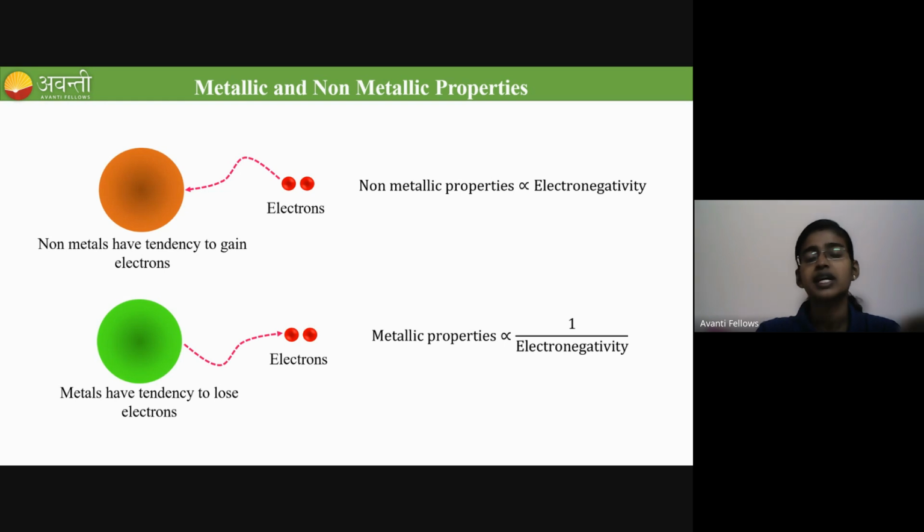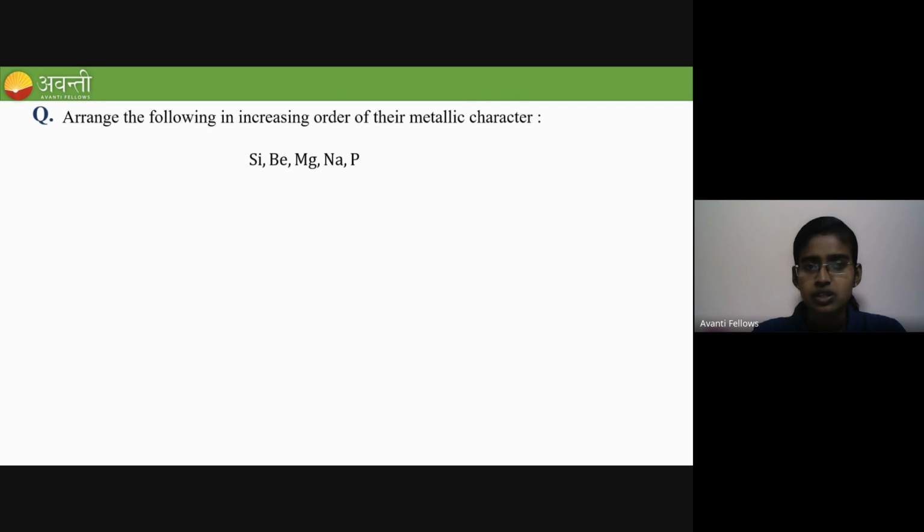Suppose I want to take an example, I can take sodium. Sodium is present in the first group, right? Which is the very left corner of the periodic table, which is the electropositive element actually. So since it is highly electropositive in nature, it is the least electronegative, but it is more metallic. So that's why they are inversely proportional. Got it? So these two relations you keep in mind. And let us solve one question based on this.